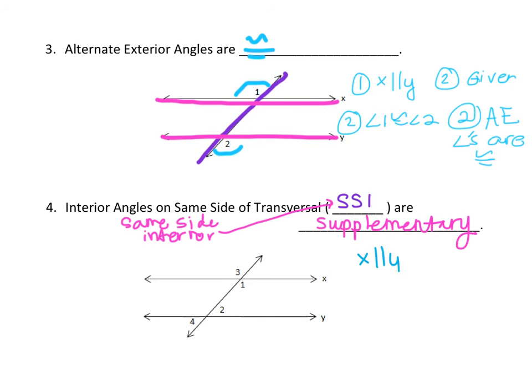Alright, so what that means is, let's say that X is parallel to Y. What that means is angle 1 plus angle 2, they are the same side interior, not angles 3 and 4, because they're on the exterior of our lines. So angles 1 and 2, if you add them up, you get 180 degrees because they are supplementary. We could also say that angle 1 and angle 2 are SSI. That means same side interior.